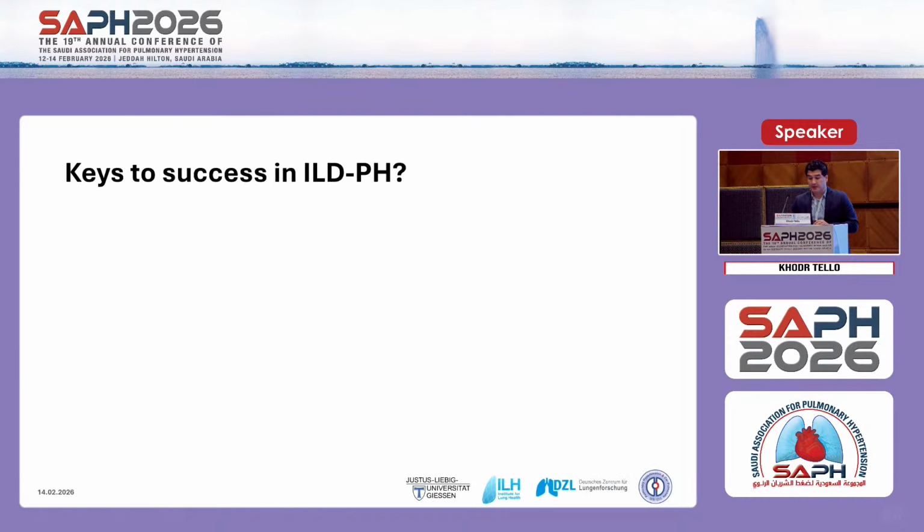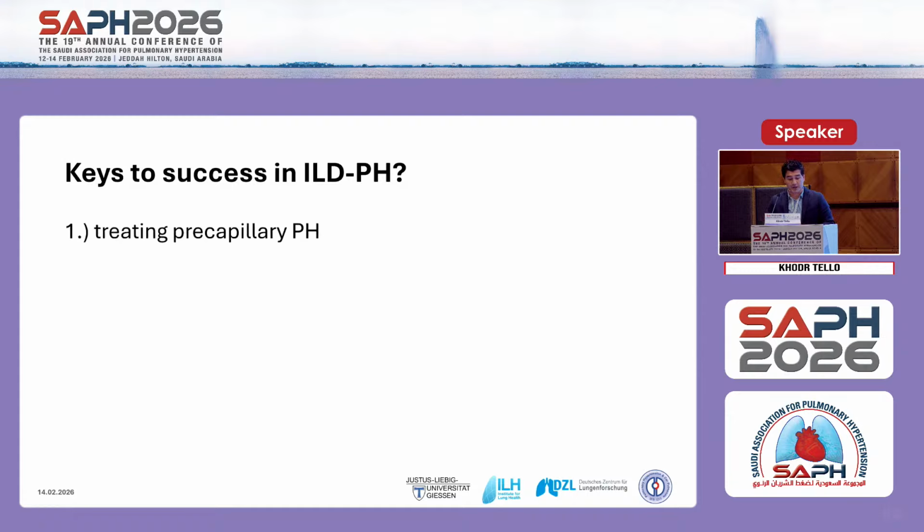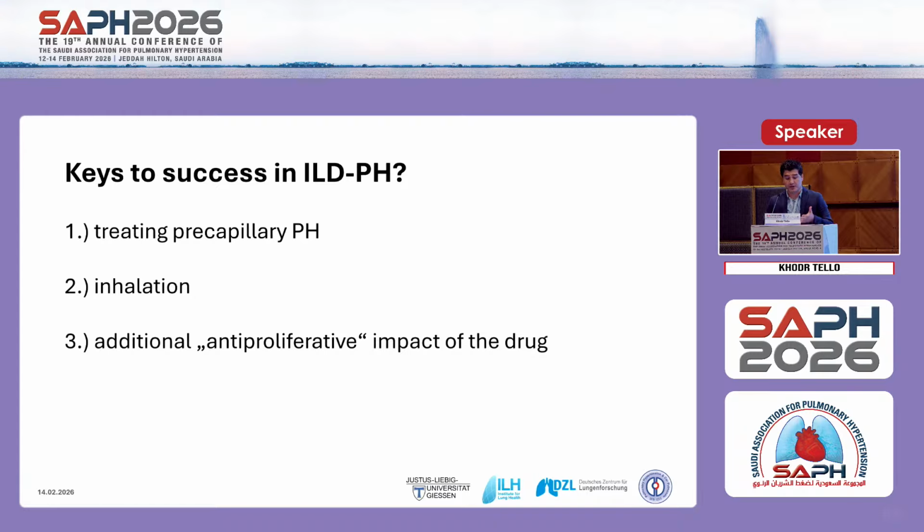So these are some of the data. Of course, we are talking about 2 patients sometimes in precision-cut lung slices, about donors, but nevertheless, from the idea of how seralutinib works, how it should work, I think we have very, very good hints that it might also fulfill these criteria, not only to treat precapillary PH, it is inhalation, but also to have an anti-proliferative impact.